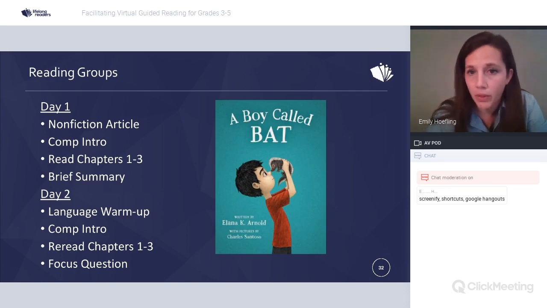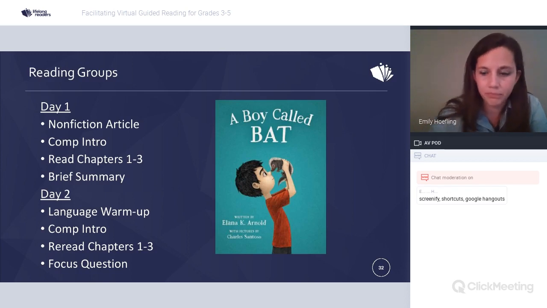Day two was when I picked up with the language warm-up, specifically vocab and context. I gave that comp intro in 30 seconds, and then they reread, just like the other group, the same chapters in order to answer the focus question. Again, to people looking in your reference book at the structure guide or the comp guide: what we can typically do in one day in our classroom, we can do in 2 days over the computer. Part of that is because they're reading on a screen a lot of the time, but also because in a virtual situation, everything slows down.